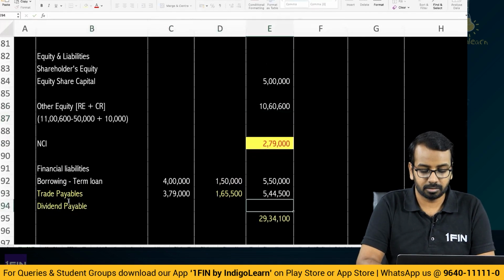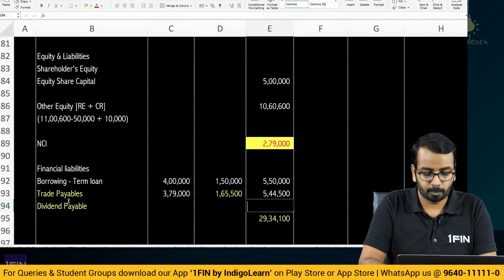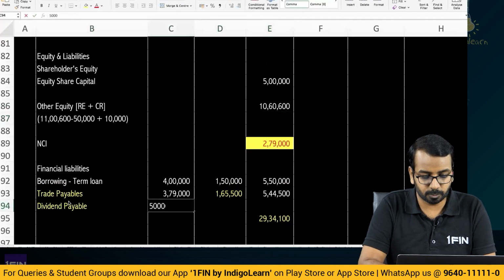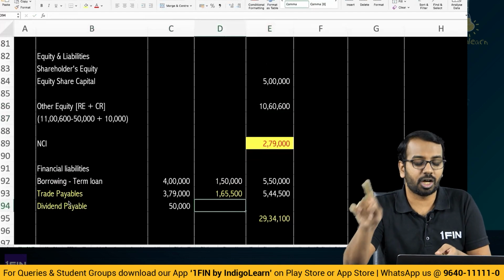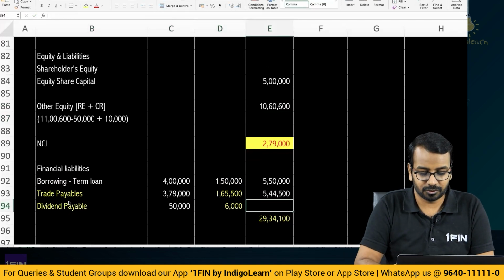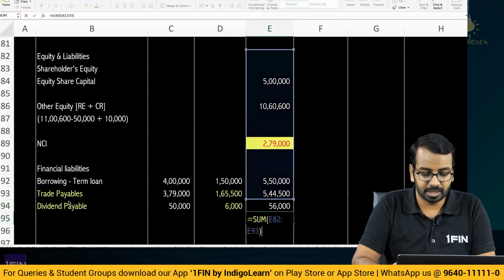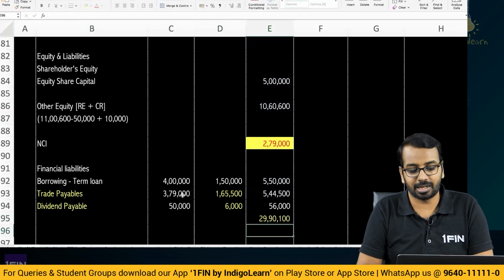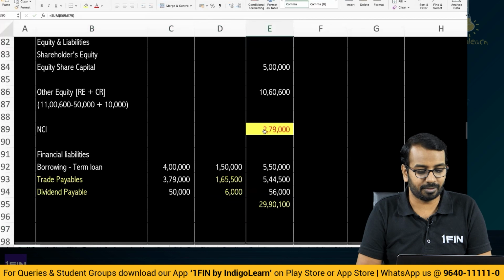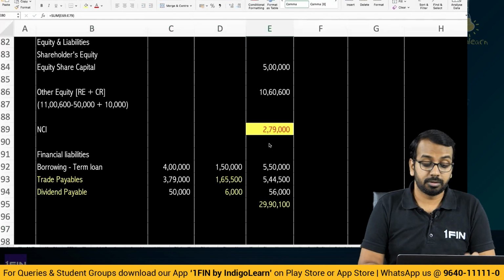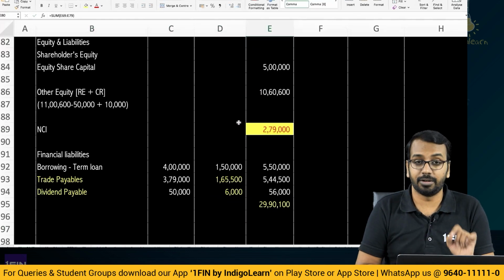for the parent, which is 50,000. Parent has to pay 50,000, and subsidiary also has to pay dividend to the non-controlling interest, which is 6,000. So the total comes to 56,000. If you include that in the total, it again comes back to 29,90,100. Here also 29,90,100. Okay.